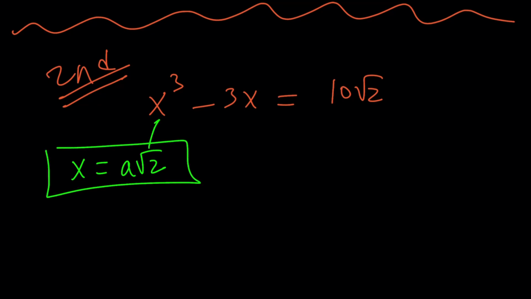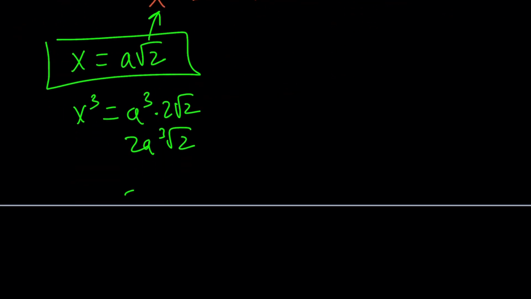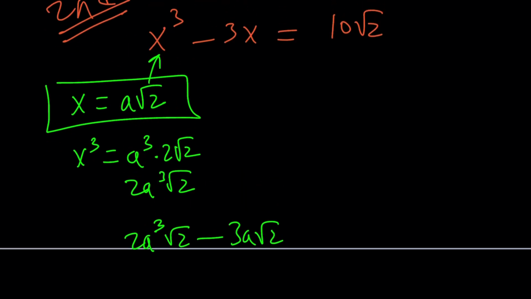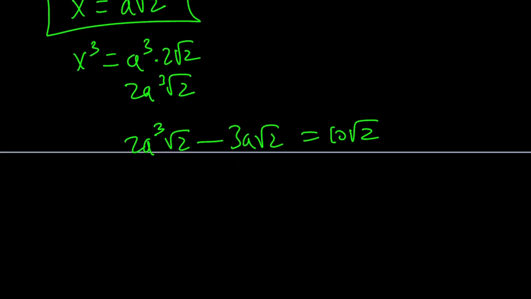If you cube it, x cubed is going to be a cubed times 2 root 2, which is 2a cubed root 2. And then you're going to get the following: 2a cubed root 2 minus 3 times x, 3a root 2, and that's going to equal 10 root 2. Make sense? Cool. Now we're going to divide everything by root 2, because that's a common factor. And we're going to end up with a nicer cubic equation. Obviously, it's much nicer than the first one, because at least we don't have any radicals.